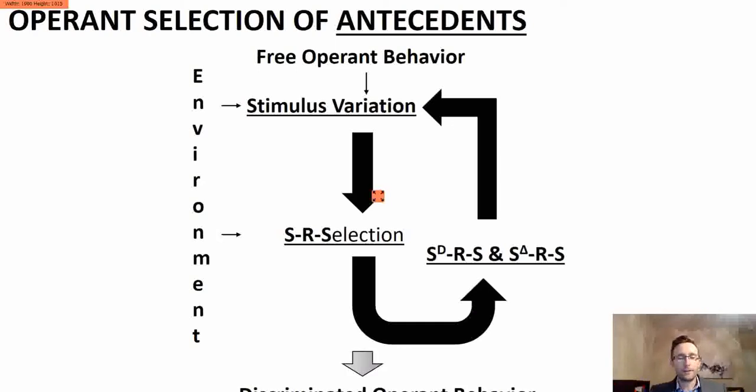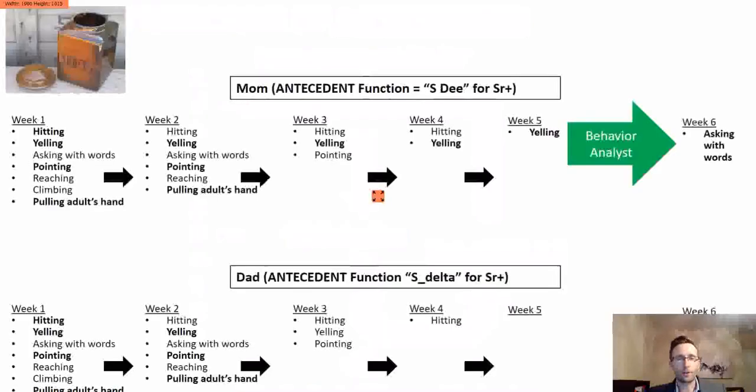This process results in discriminated operant behavior. So free operant behavior undergoes differential reinforcement or differential punishment. The result is discriminated operant behavior. That's a general overview. We're going to get into more detail in all of this. But let me give you an example.